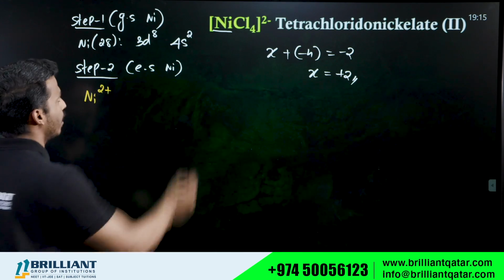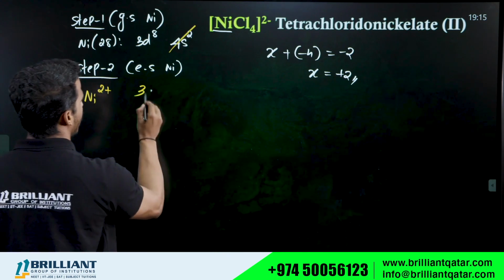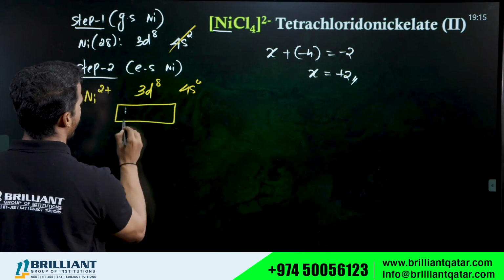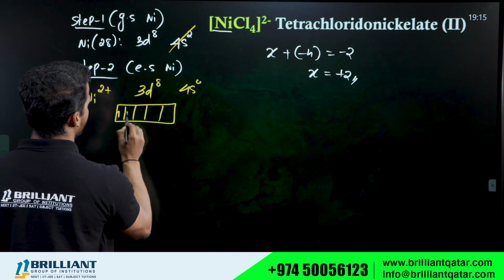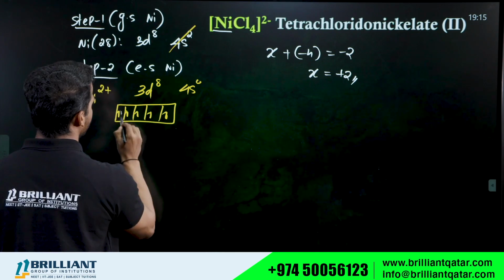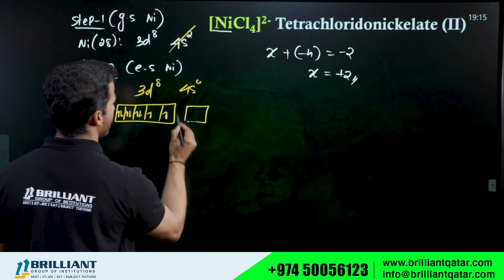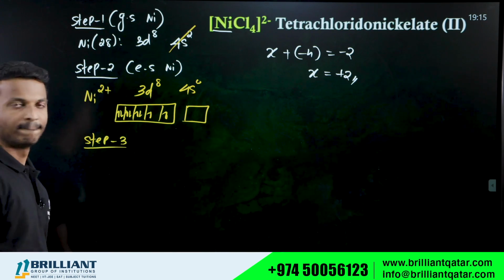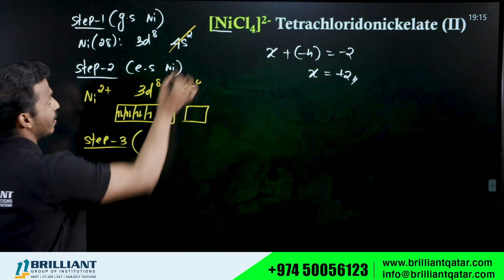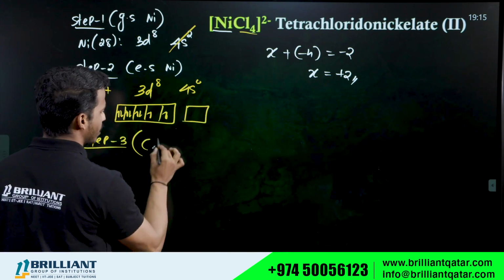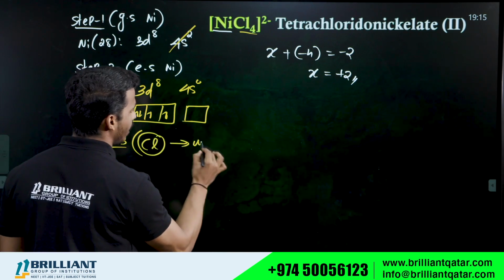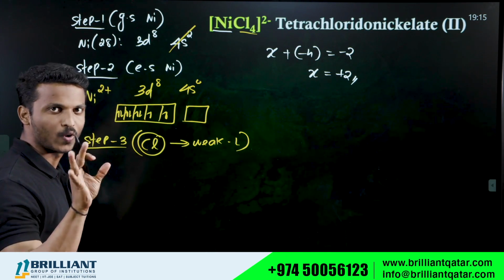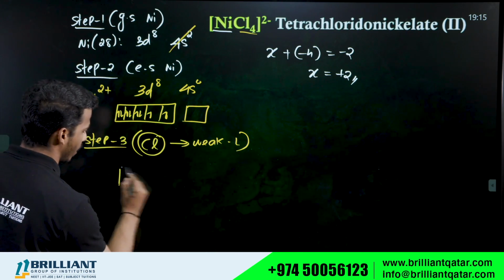So we can write nickel here in 2 plus oxidation state. 2 plus means the outermost 2 electrons are gone, remaining is 3d8 and 4s0. 3d8 means how can we fill the electrons? 1, 2, 3, 4, 5, 6, 7, 8 and 4s0. Step number 3, identify the ligand. The ligand is chlorine. Dear student, halogens are weak field ligands. If there is a weak ligand, electrons won't undergo pairing. Please copy the same one.